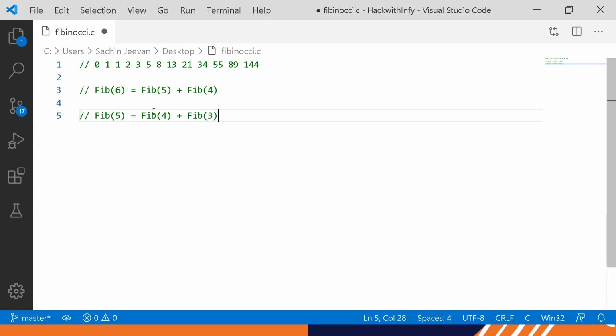Okay. Now how are we going to find Fibonacci of 4? Fibonacci of 4 will be equal to Fibonacci of 3 plus Fibonacci of 2. What will be Fibonacci of 2? Fibonacci of 2 will be equal to Fibonacci of 1 plus Fibonacci of 0. What is Fibonacci of 1? No need of any further recursion. Fibonacci of 1, we already said, is by default 1. What is Fibonacci of 0? Fibonacci of 0 is by default 0.